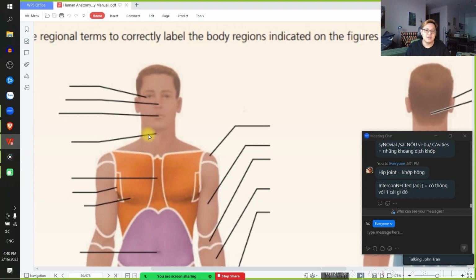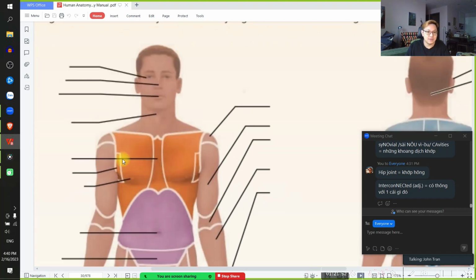Cervical. What's the sharpest part of your shoulder called? Acromial. Acromium something. Acromial. Yeah, acromial. Okay, what is this one called? Sternal. Sternal. Yeah.